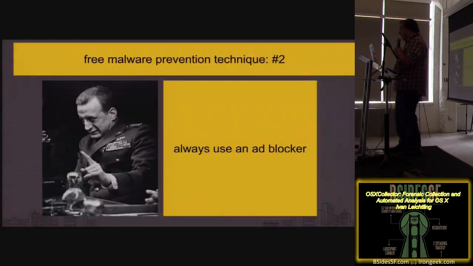On to another section, malware prevention technique number 2. Use an ad blocker. Can't stress this enough. It actually works. Yes, I'm from Yelp. Yes, this is how we get our revenue. What I suggest is AdBlock Pro, and then you add us to your whitelist. And then that allows everyone in the room to keep winning.